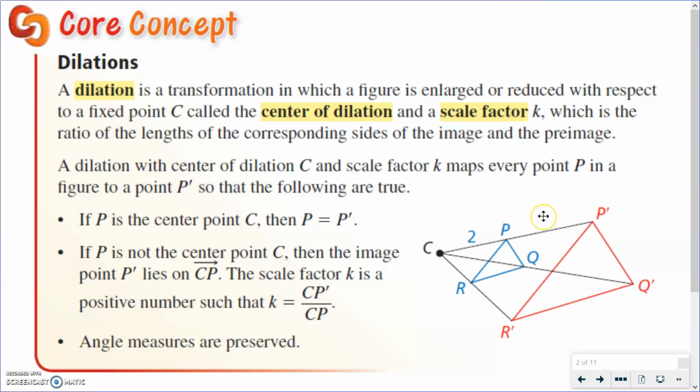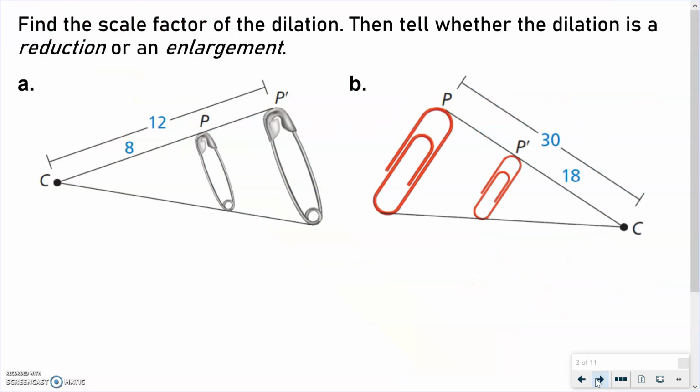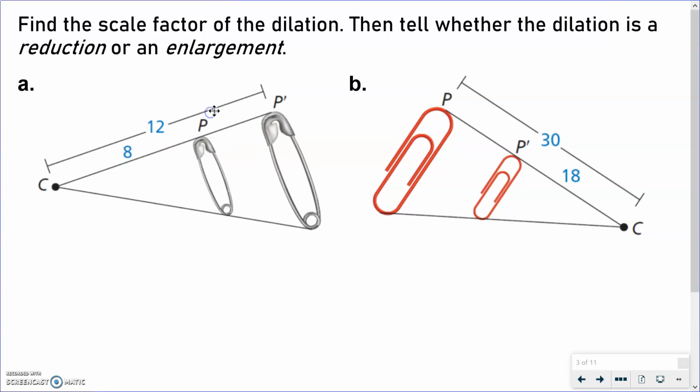Most of the dilations, actually all of the dilations that we'll do on the coordinate plane, are going to be centered; the point of dilation will be at the origin. So, to find the scale factor, you need to look at P and P prime.